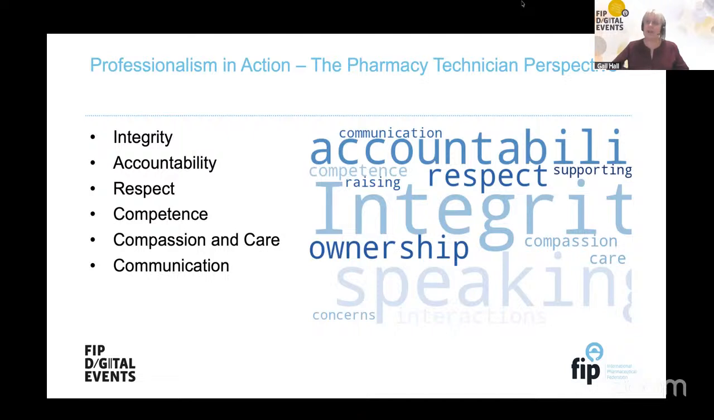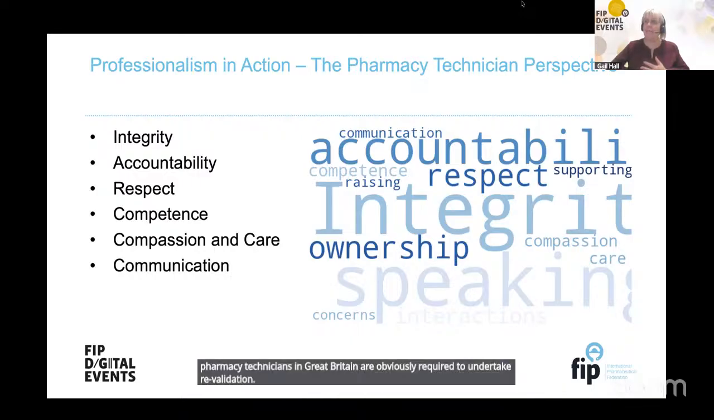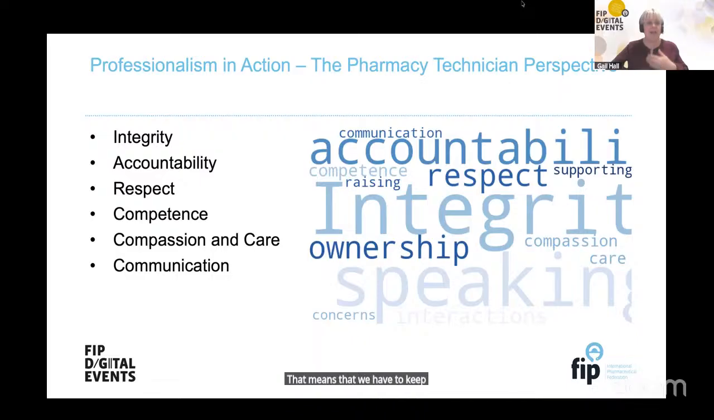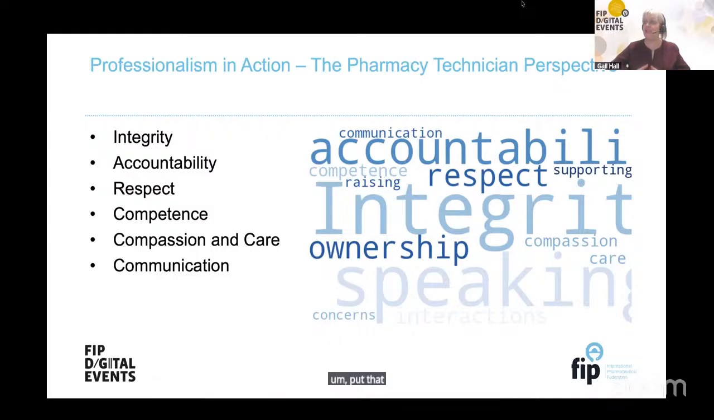Competence means that we keep our knowledge up to date and we know when and who to ask for help. As a registered profession, pharmacy technicians in Great Britain are required to undertake revalidation. That means we have to keep our continued professional development up to date, and we put that towards our revalidation every year to stay on our professional register.